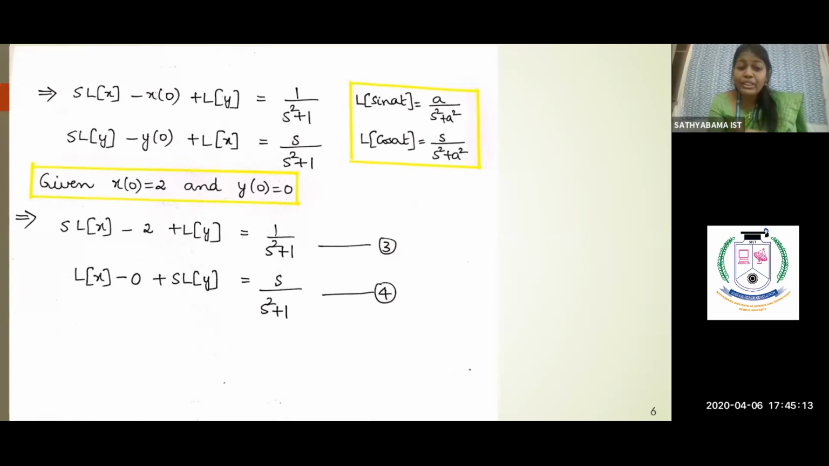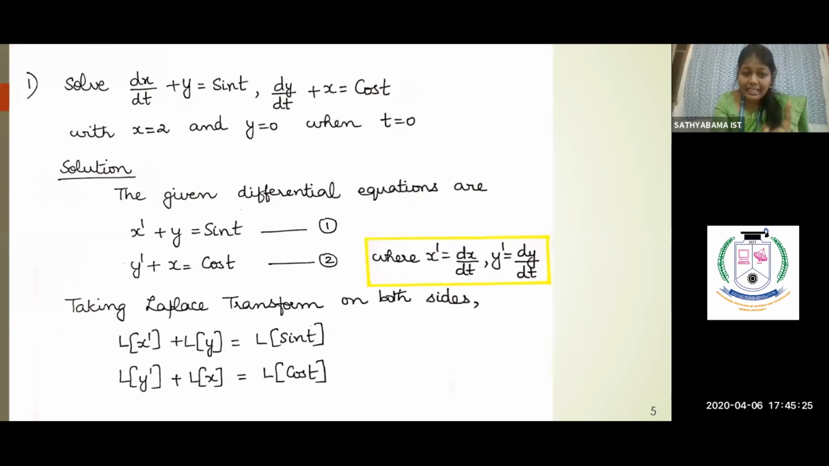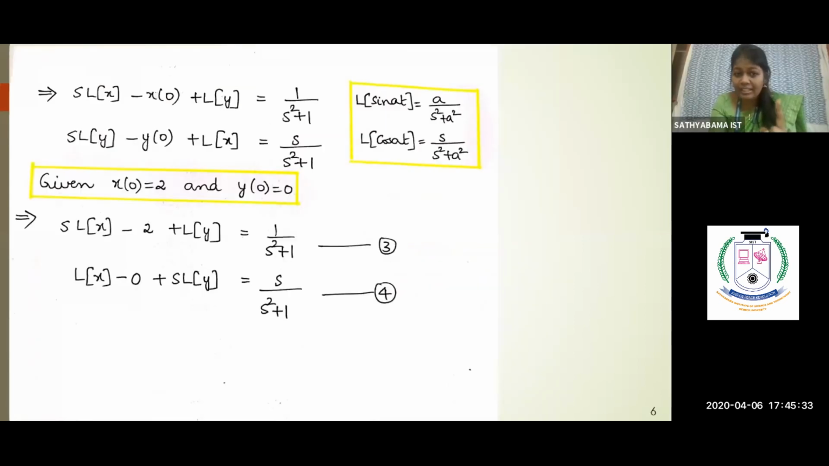Now, I'm going to use the initial conditions given in the question. This is where I'm going to use it. See, what is x of 0? What is y of 0? Simply look at the question, you will know. Question says, x is 2 when t is 0. What does that mean? x of 0 is 2. Similarly, y of 0 is 0. This is what I've written. I've highlighted it in yellow. Hope you can see that. So this is given in the question. Let's use that here.